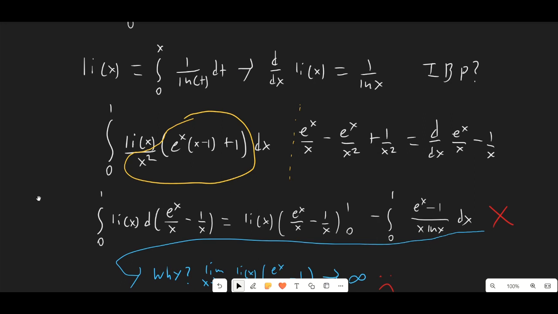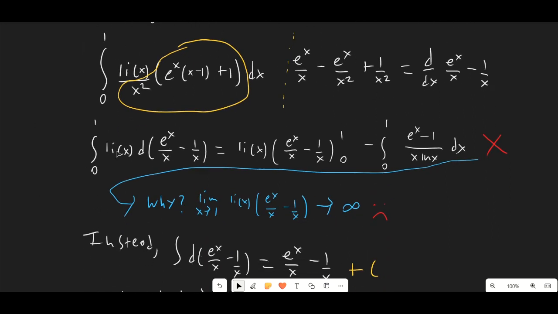So we can rewrite this integral as the integral from 0 to 1 of Li(x) d(e^x over x minus 1 over x), which is the same thing as Li(x) times (e^x over x minus 1 over x) evaluated at 1 and at 0, minus the integral from 0 to 1 of (e^x minus 1) over x ln x, which is all very nice.